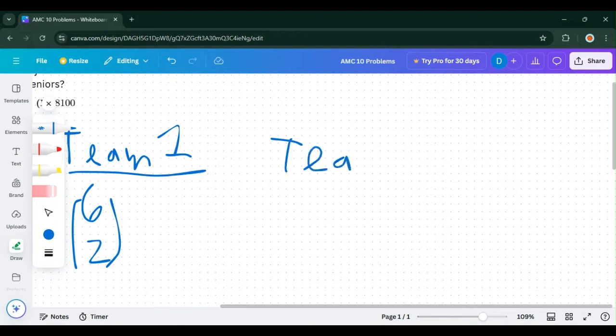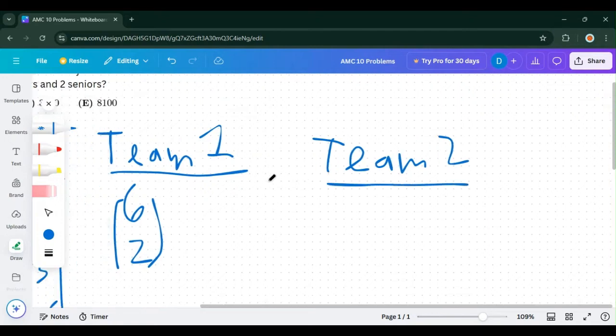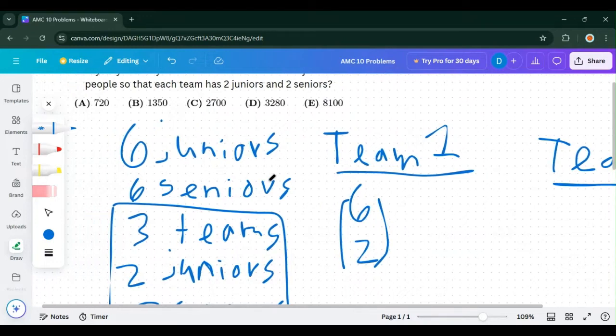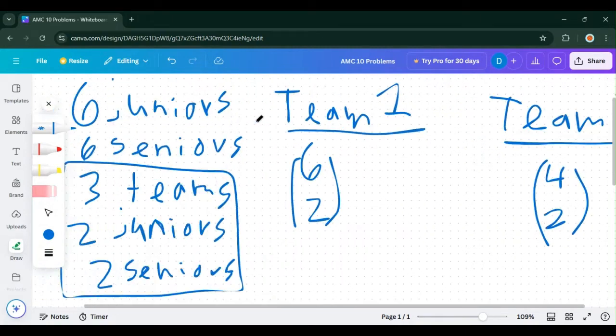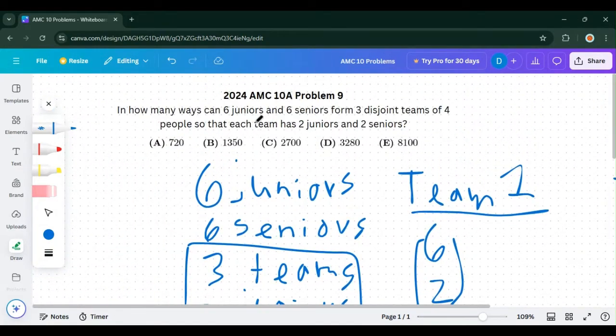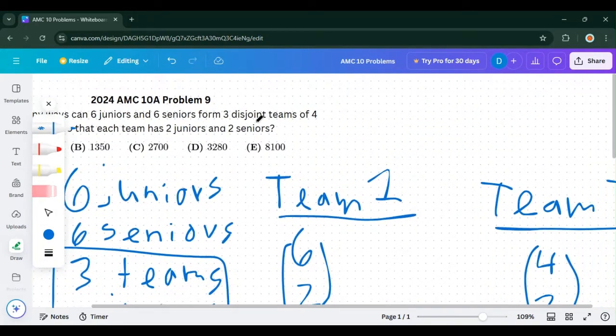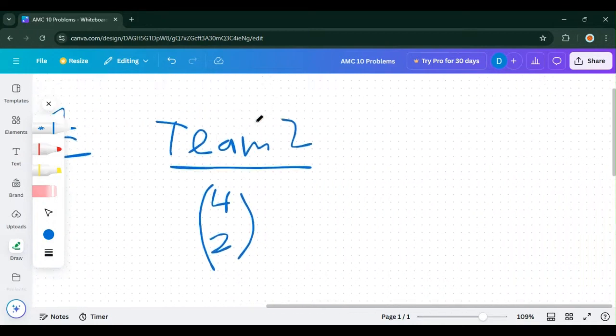Okay, now we can move on to team 2, and again, we're only covering the juniors. Don't worry, we'll cover the seniors eventually. And as you see here, we have team 2. So now, since we already picked 2 juniors, we have 4 juniors left. So out of the 4 juniors, we're trying to pick 2 again, because we only need to pick 2. The problem states that each team should have 2 juniors and 2 seniors. But obviously, we're only worrying about juniors for right now.